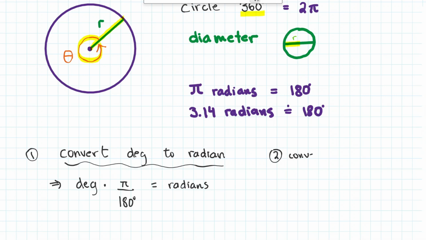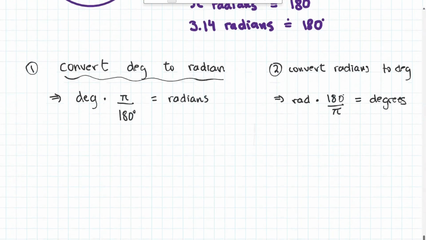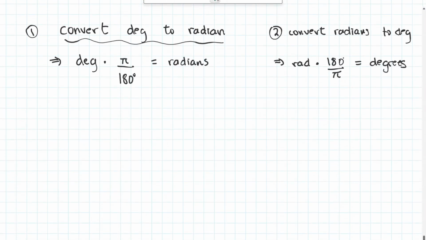Now for the second method, we can do the opposite. We can convert radians to degrees. The formula is going to look pretty similar. We are just going to take our radians, multiply that by 180 over pi, and that equals the number of degrees. So it's actually a pretty simple formula that you can use back and forth. Let's go over a couple of quick examples to see this formula in use.